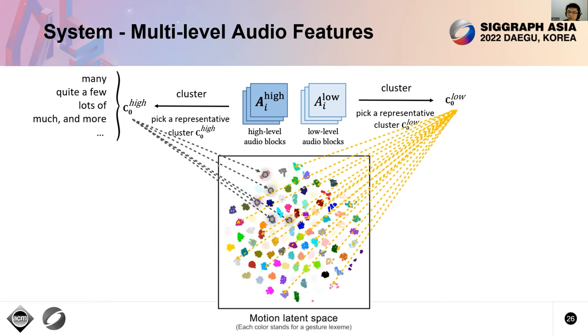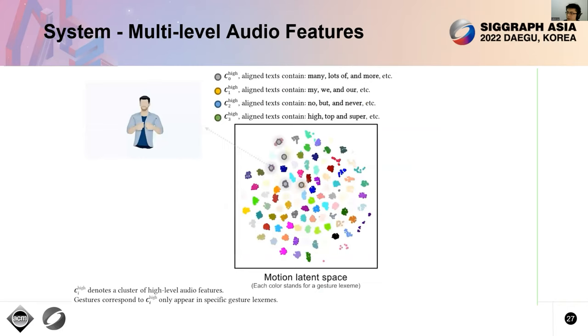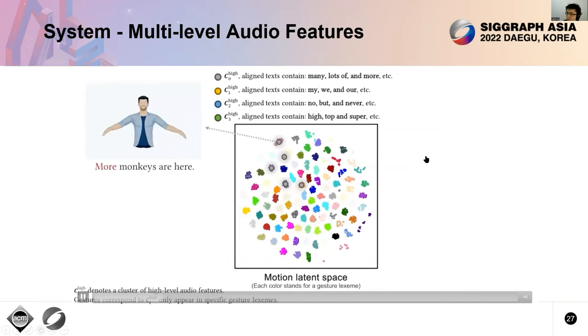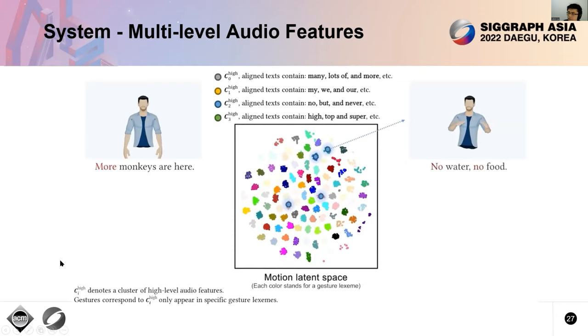Here are some examples for the high-level feature clusters. So there are so many people. More monkeys are here. You can see these few words are semantically similar. They are using these few clusters. And for other semantically similar words, they correspond to a different set of motion clusters. No water, no food. Never give up.